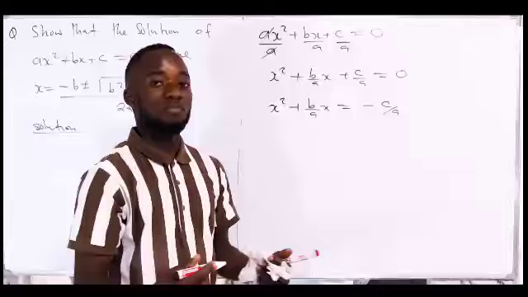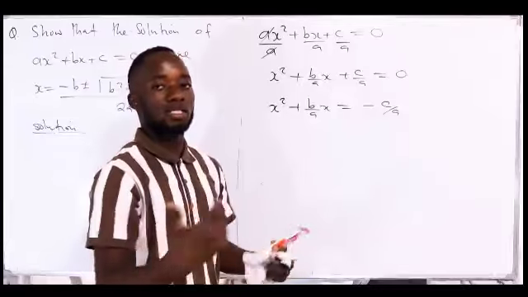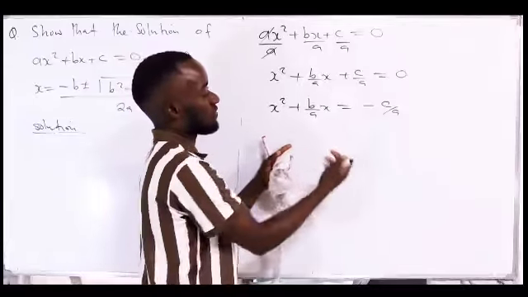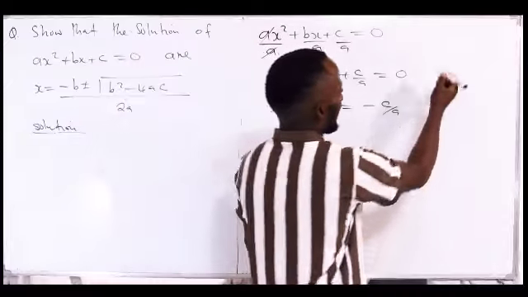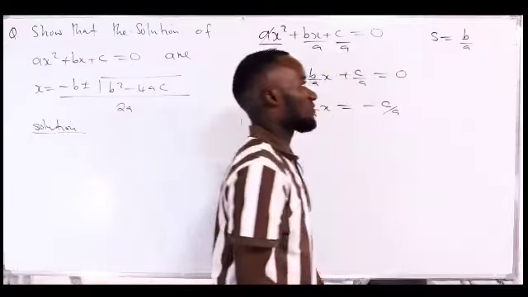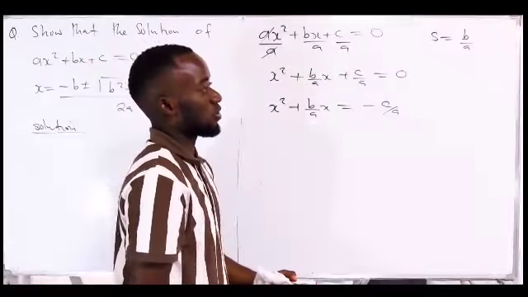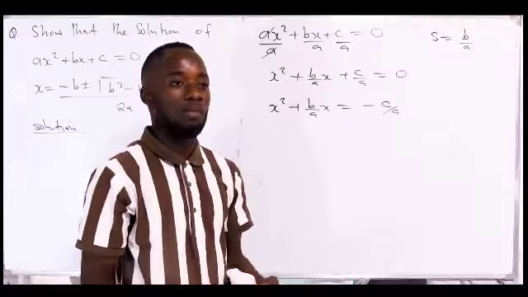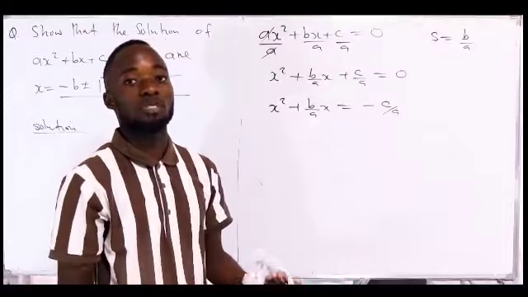Now, remember our sum is always the coefficient of the x term. If you look at this, what's the coefficient of the x term? It is b over a. So our sum is just equal to b over a. Now, having identified our sum, the next thing we're going to do is halve that sum, square it, and then add it to both sides of the equation.